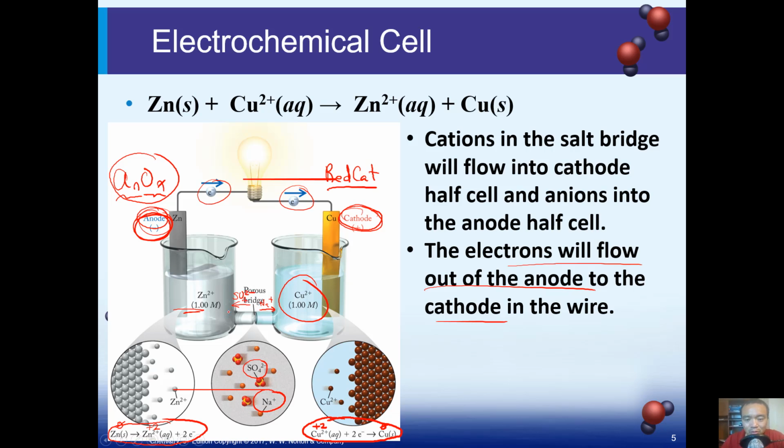This is extremely important for you to understand how the electrochemical cell works. To remember, cations in the salt bridge will always flow into the cathode half cell, while the anions will flow into the anode half cell. The electrons will flow out of anode to the cathode in the wire, not in the cell.